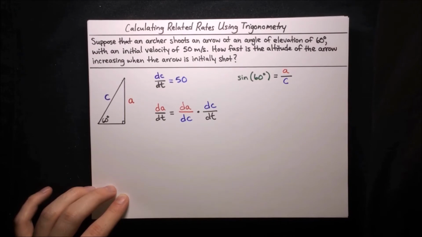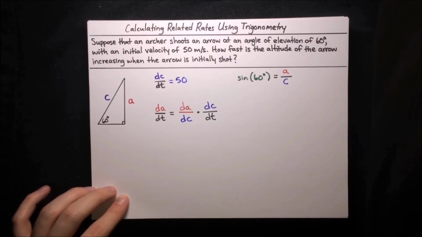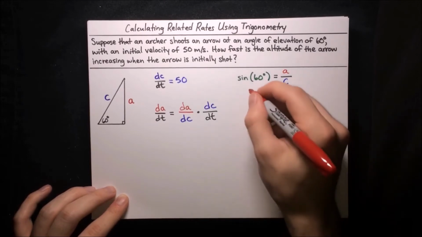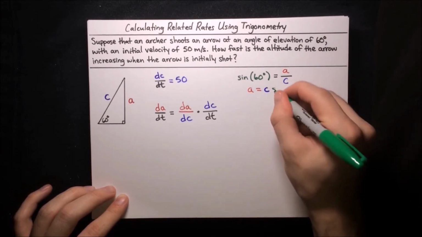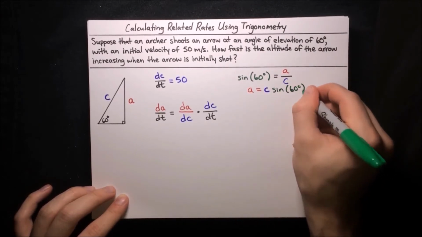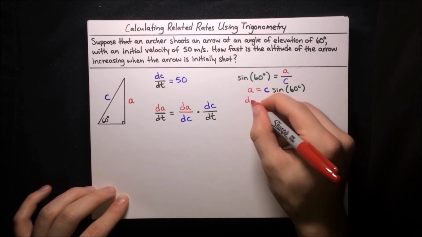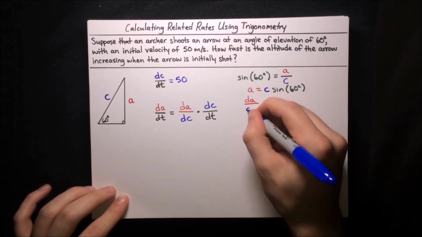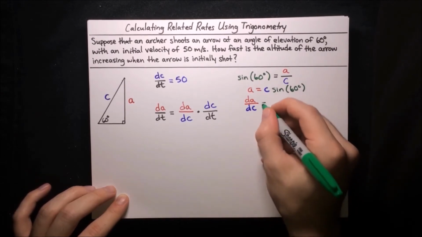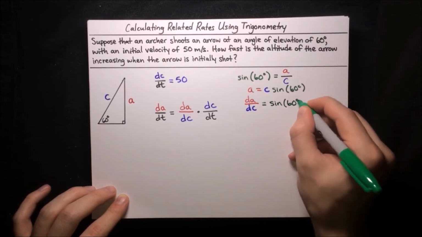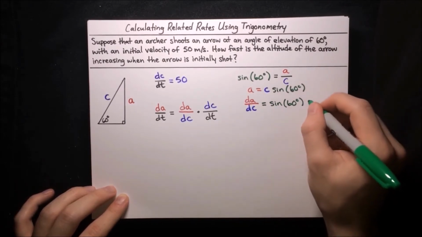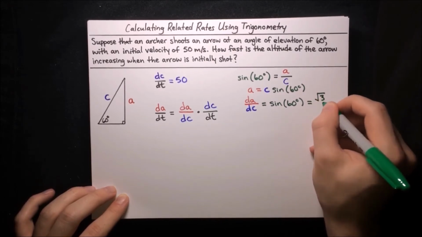Great, so we've got an equation relating a and c, and now let's just solve for a and then differentiate with respect to c. So first solving for a, we multiply both sides by c, and we get that a is equal to c times the sine of 60 degrees. And if we differentiate both sides with respect to c, dA over dc is just going to be equal to the constant that is multiplying c here, which is sine of 60 degrees. And we can go ahead and simplify that. Sine of 60 degrees is just root 3 over 2.